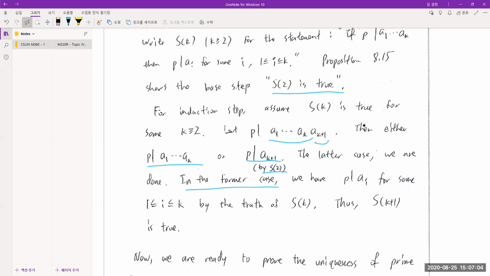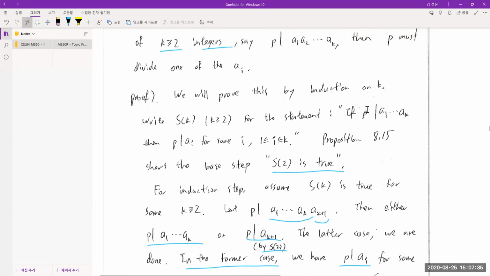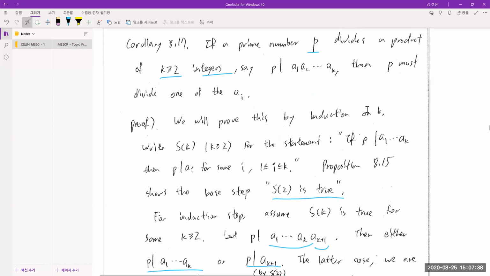In the former case, if P divides the product A1 through Ak, then by the truth of S(k), when the k integers multiply, P divides at least one of them. Therefore, P divides at least one of A1 through Ak or Ak plus 1. So S(k plus 1) is true. So the induction completes the proof of this 8.17.